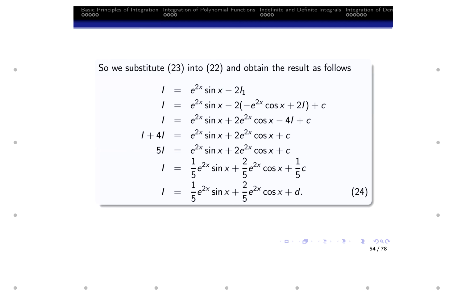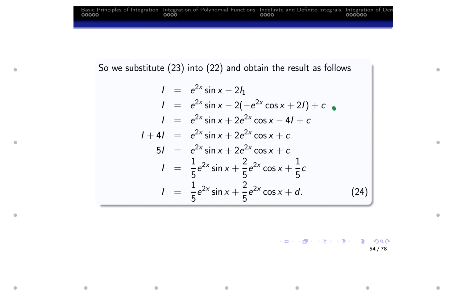Now, so you have e raised to power 2x sin x plus, minus and minus is plus, 2 e raised to power 2x cos x, minus times plus is minus, 2 times 2i, that's 4i, plus c. Okay. So what do we do here? So this is 4i, right? So you have I is e raised to power 2x sin x plus 2 e raised to power 2x cos x minus 4i plus c.